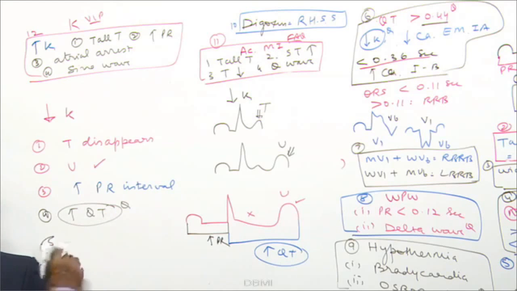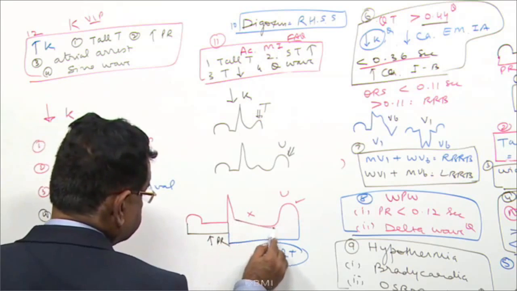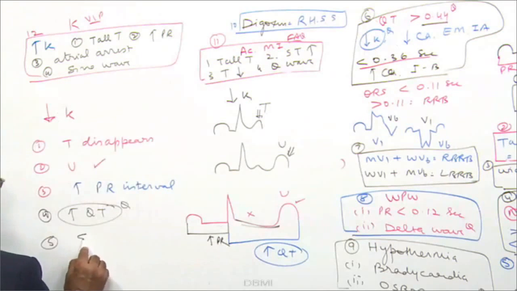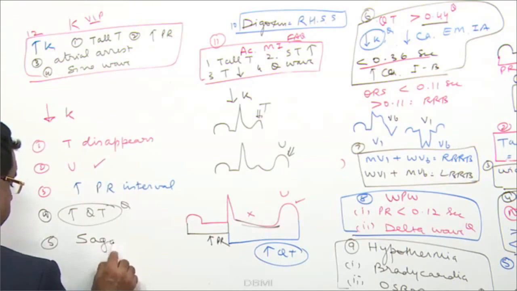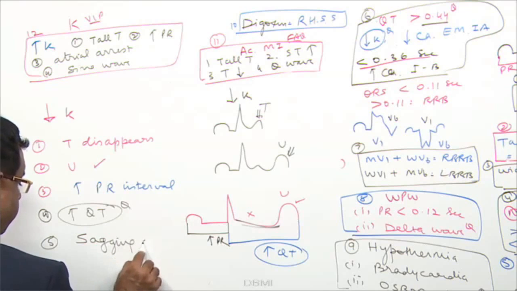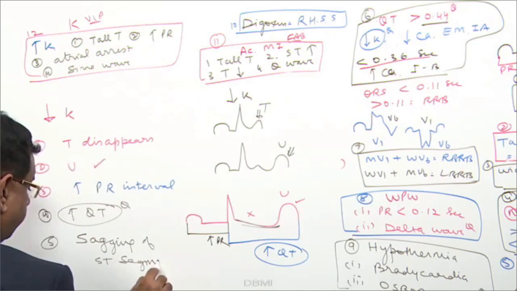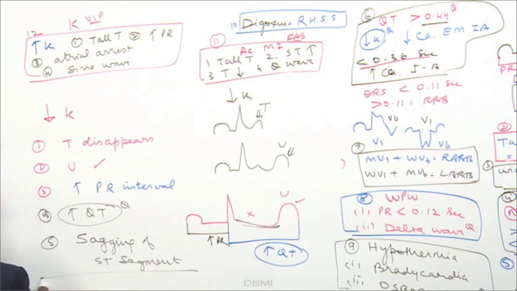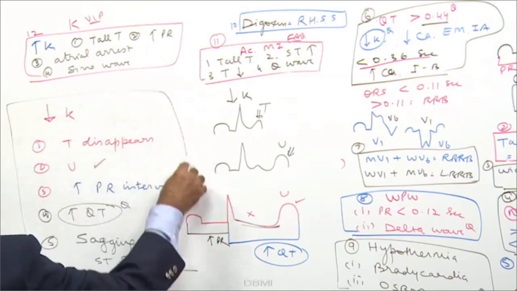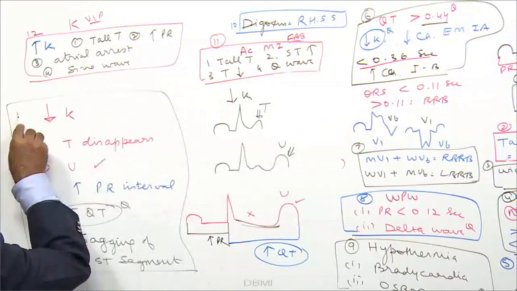And last but not least, there is some sagging of ST segment. This is box number 13.